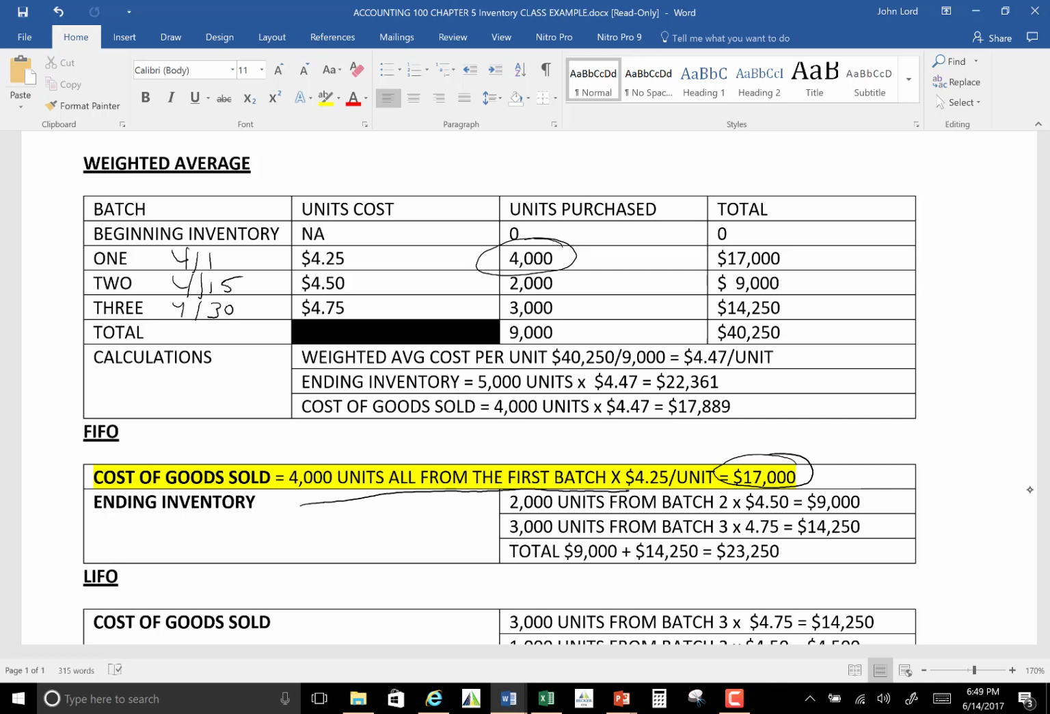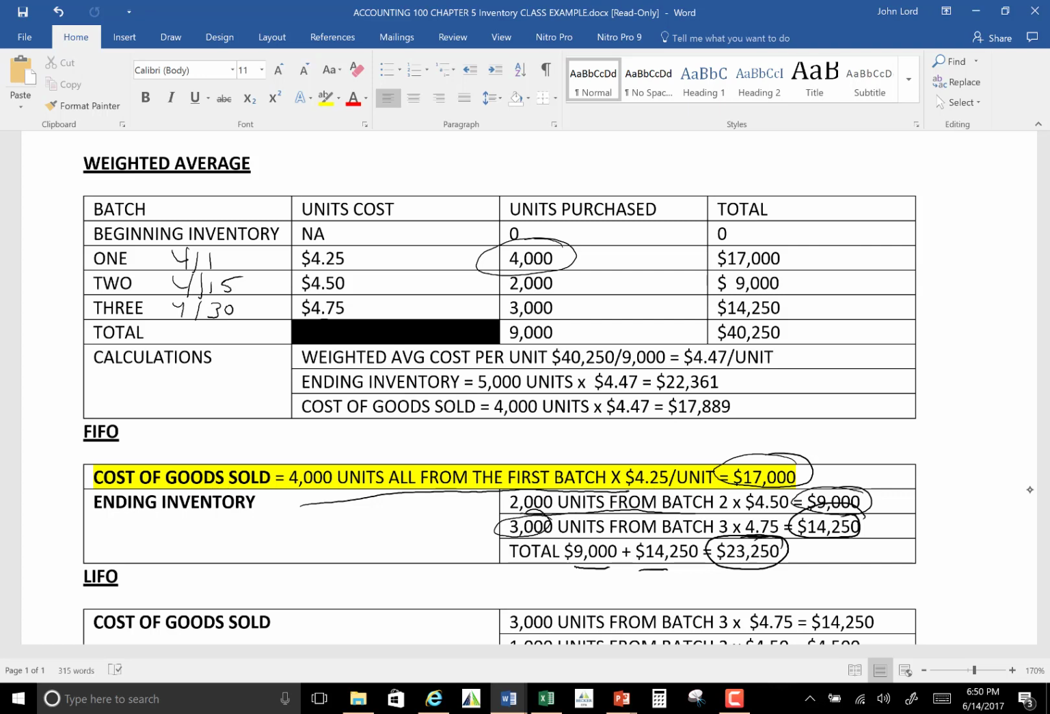2,000 of those were at 4.50, so that's what? 9,000, right? And the remaining 3,000 units are at 4.75. That's those right there. They're in the back of the freezer still, right? And so you add those two numbers together. That's 14,250. You add the 9,000 to 14,250. Do I know my ending inventory? Easy enough? Okay, good.